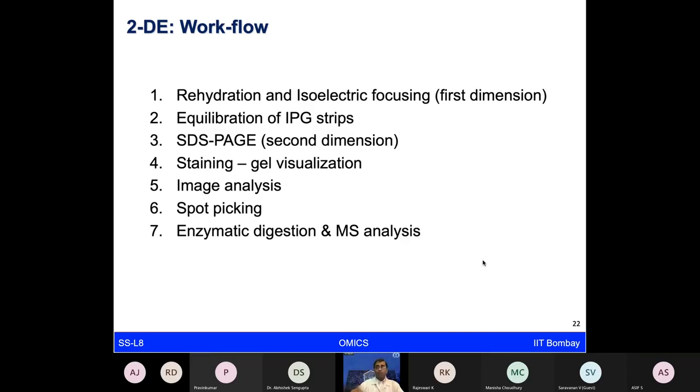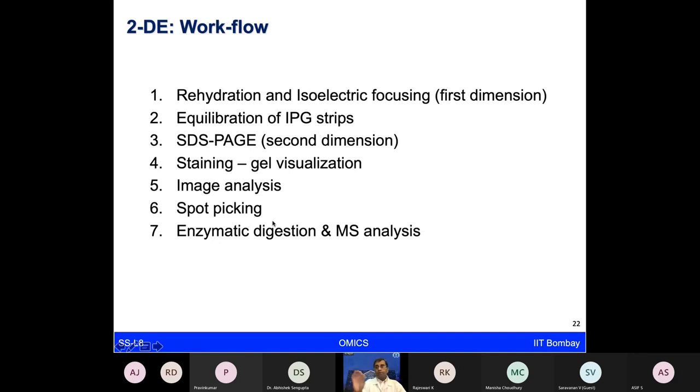The workflow of two-dimensional electrophoresis involves different steps, which we will not talk about in detail for this particular course, but just to give you some idea, it involves a series of experimental steps, starting from rehydration to isoelectric focusing as the first dimension separation. Then you want to equilibrate your IPG strip so that it is ready for the second dimension separation. You actually perform SDS-PAGE, and then you want to visualize your proteins on the gels using different staining methods like Coomassie blue stain or silver stain. You want to analyze the images. Image processing software is available which can be used for image analysis.